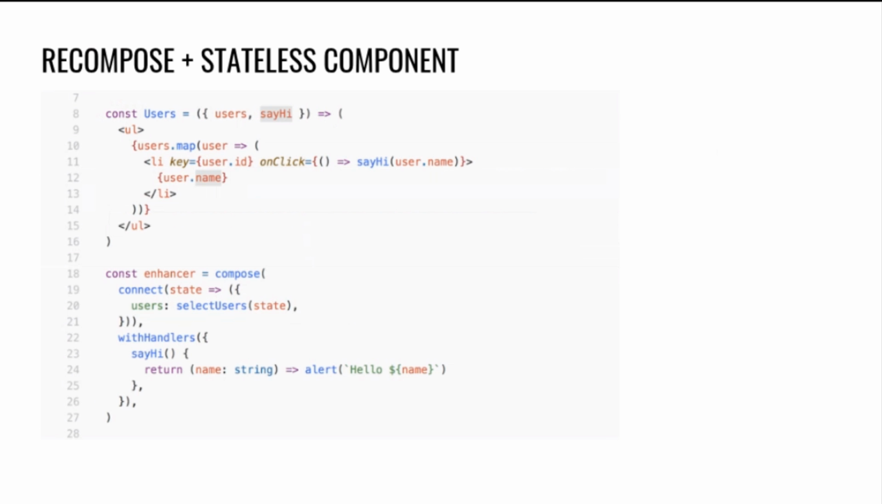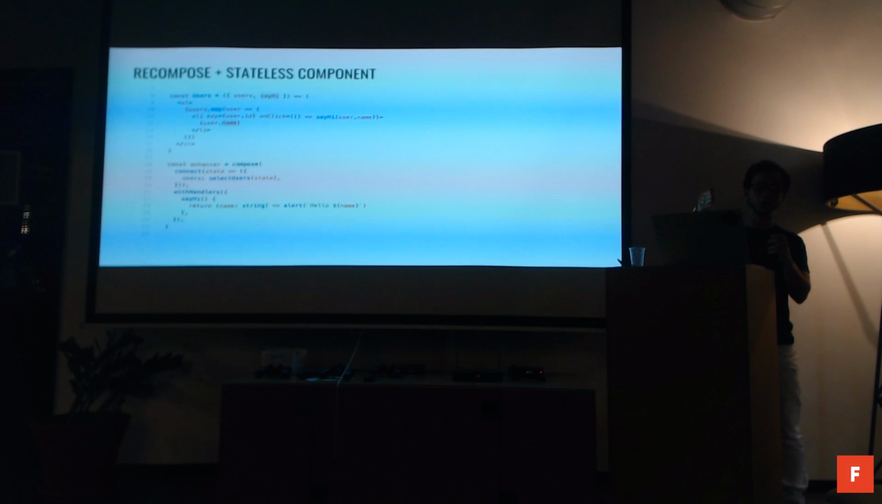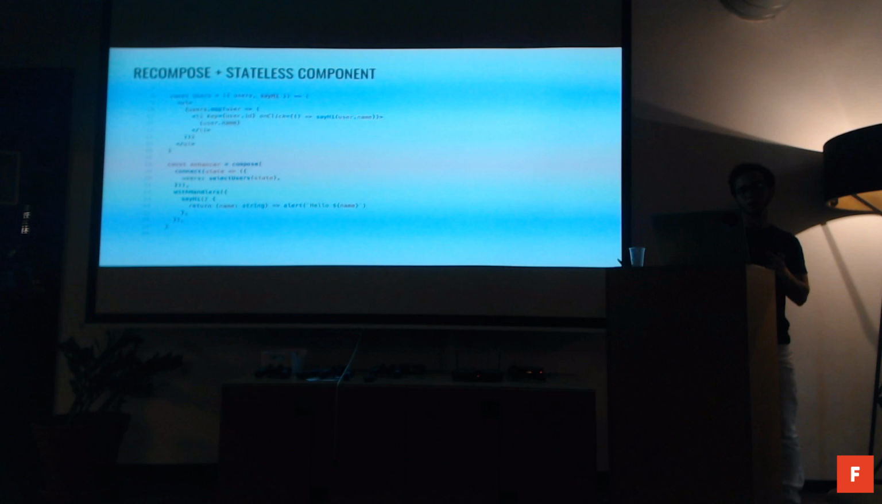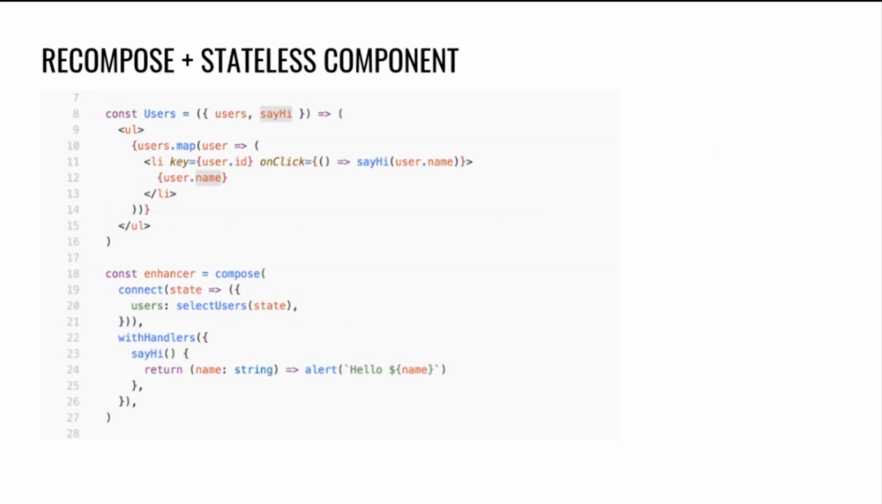The thing is that I'm composing two higher order components here, and now I would have to tell it that users is expected to be a user with the user's shape, and that say hi is a function. But the cool thing is that Flow has really good type inference, so there's no need to type this. We already typed in our state, in our reducers, what the type of users is. And say hi is just a function, so it can guess what it's doing. So basically, without doing anything extra, we will get type information about this.